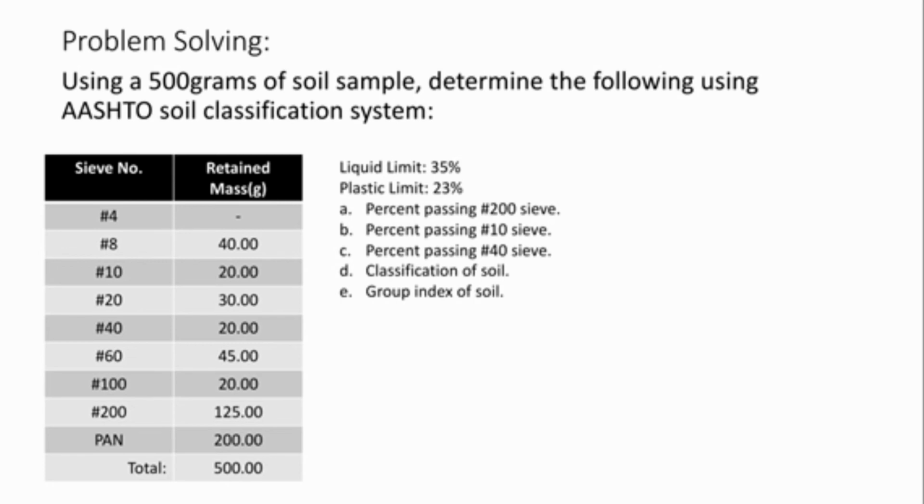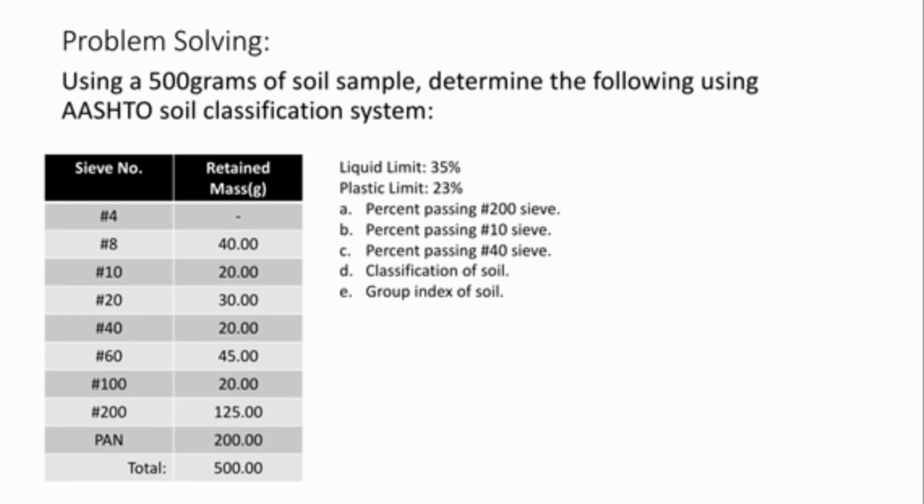Now, what we're looking for is, letter A, percent passing number 200 sieve and percent passing number 10 sieve. For letter C, percent passing number 40 sieve, and letter D, classification of soil. In classification of soil, we will use the method of elimination. Also, for the group index, I already posted the formula, so it is easy for us to solve and to look at what we are looking for in this problem.